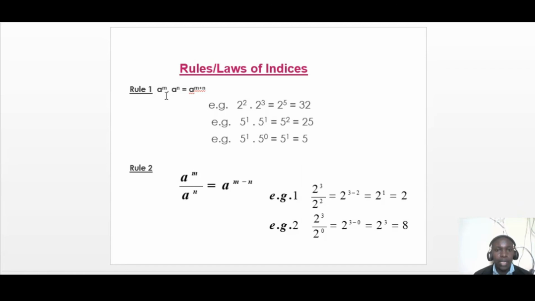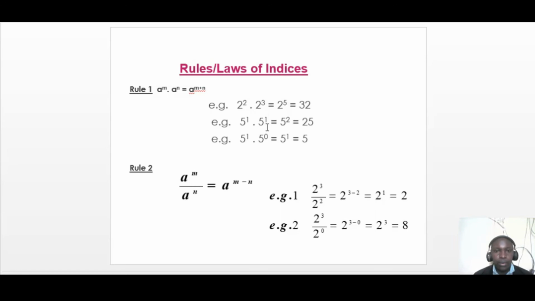So when you're multiplying and the base is the same, we add the powers. Examples to show this: 2 squared times 2 raised to power 3 is equal to 2 raised to power 5. You can see we have added the powers, 2 plus 3, which has given us 5, which is 32.